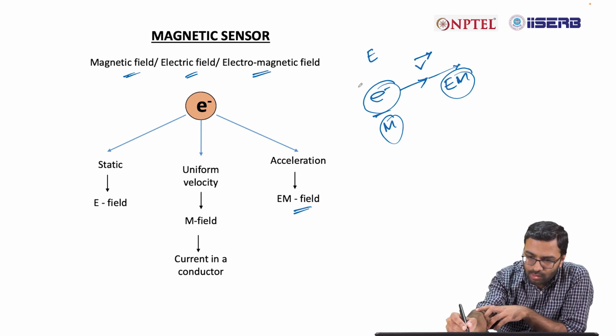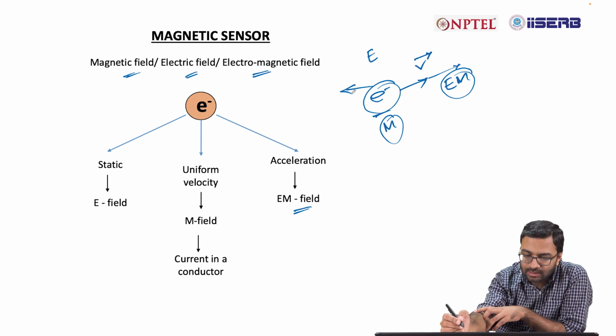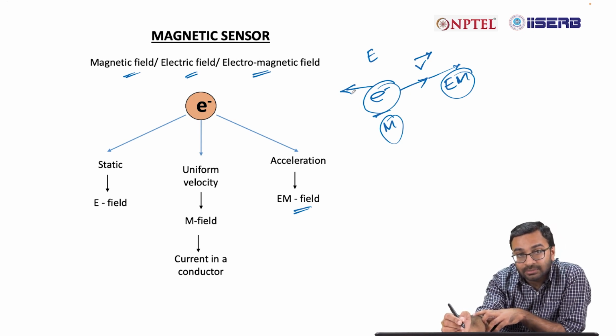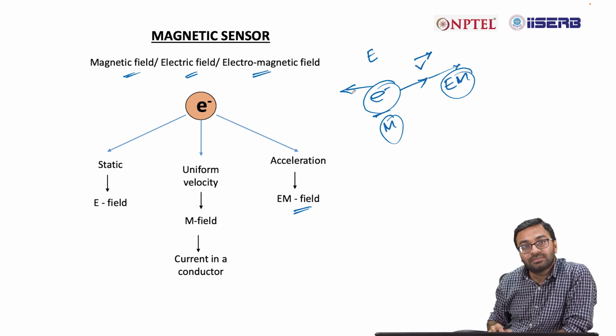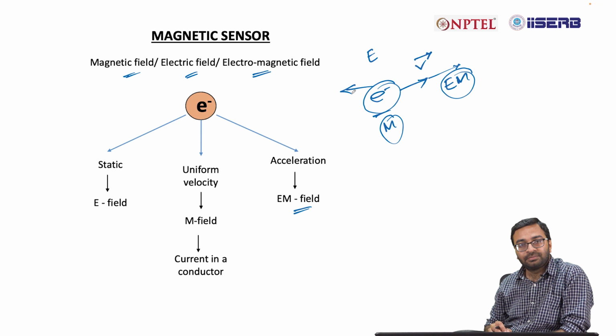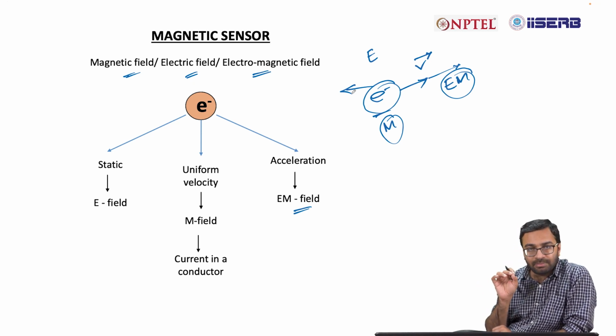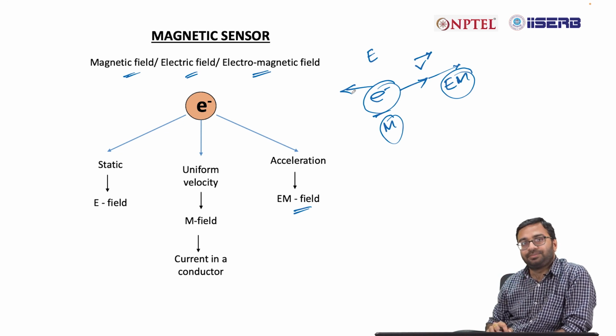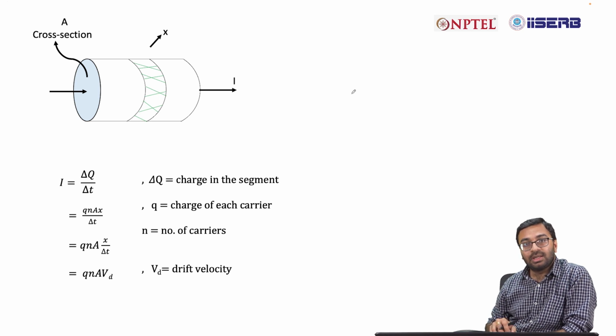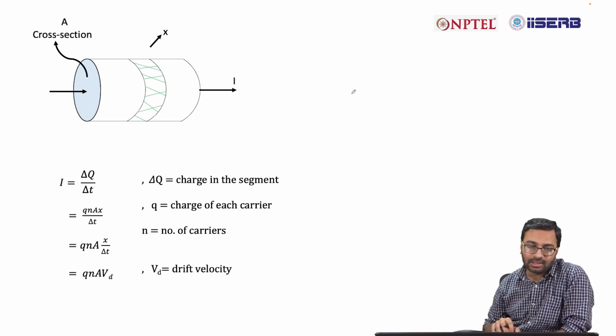Now when an electron moves with a uniform velocity inside a conductor, then it creates a current. That means a current carrying conductor will create a magnetic field around it, as far as this theory is concerned. And we know that a current carrying conductor is capable of creating a magnetic field. Now let us see what are the considerations in a current carrying conductor.